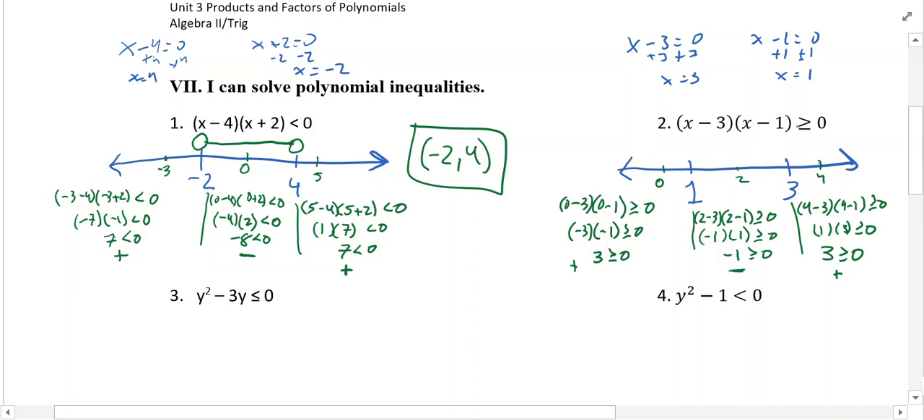So again, we look at the inequality sign. This is equal to, so now we know 1 and 3 can be included as a solution. So we make those shaded in circles. And we said everything to the left of the root and everything to the right of the root. Those were our true statements.